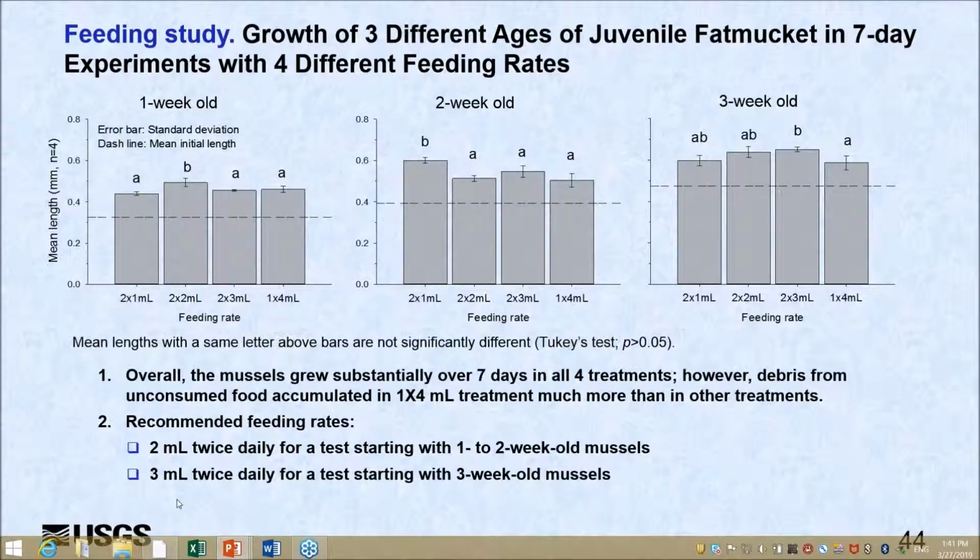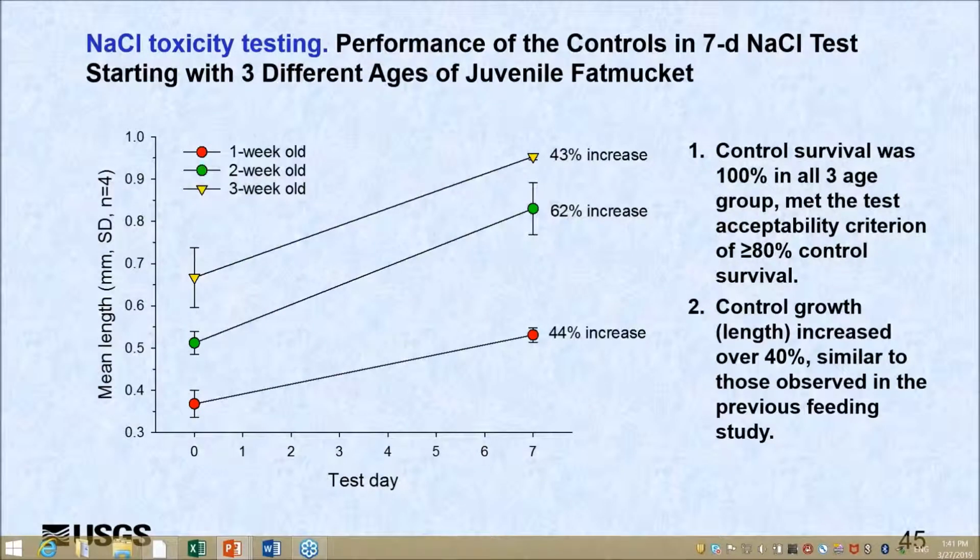So our recommendation is about 2 ml twice a day when we start testing with 1- or 2-week-old mussels, and when we start with 3-week-old mussels, we should feed them a little bit more, 3 ml twice a day. With this feeding rate, we started our sodium chloride testing with the 3 different ages of juveniles. This is the control survival and control growth here, and they grew like we found in the feeding study, more than 40%, and survival is 100% for the 3 ages.